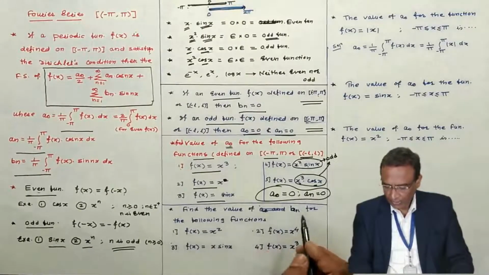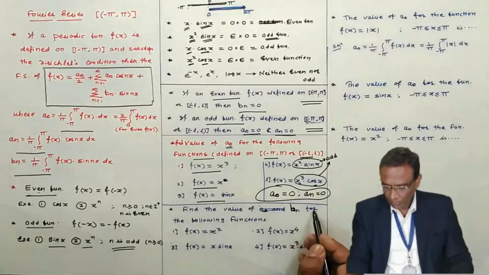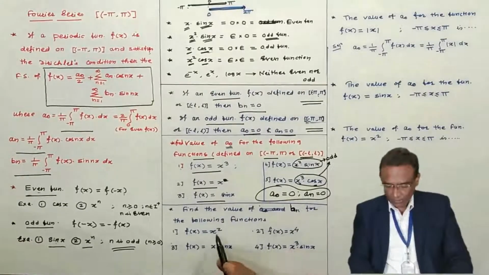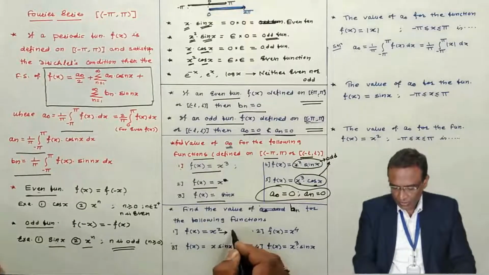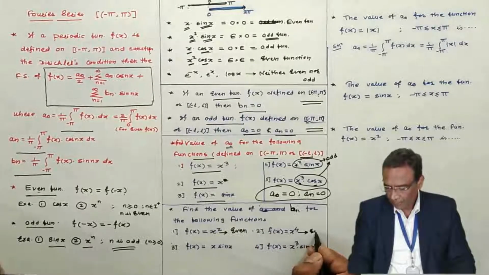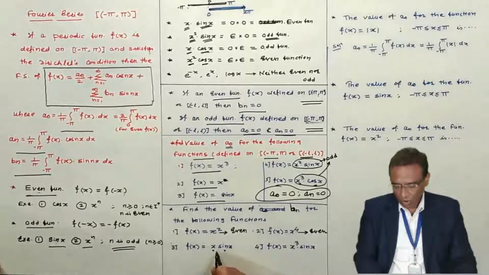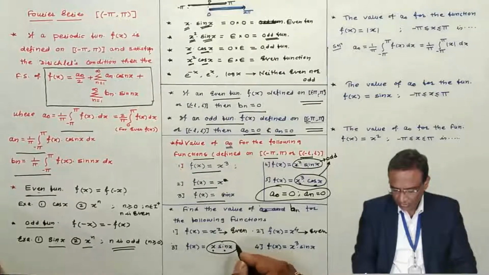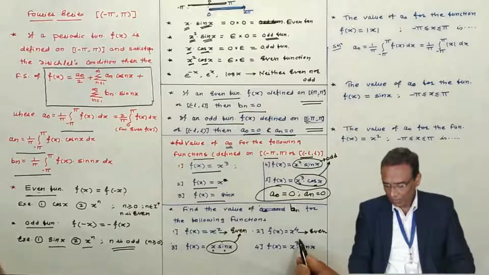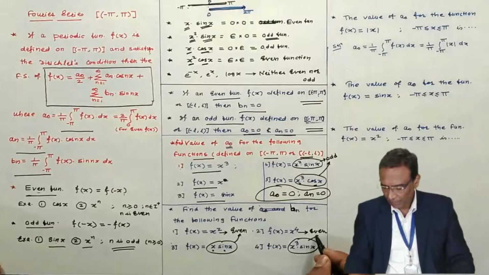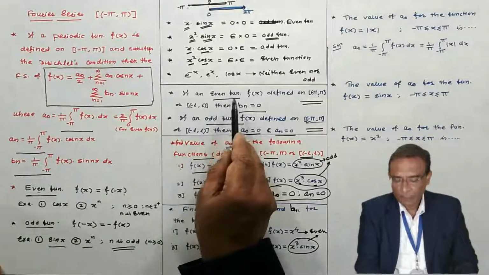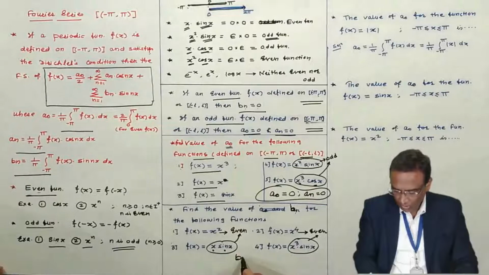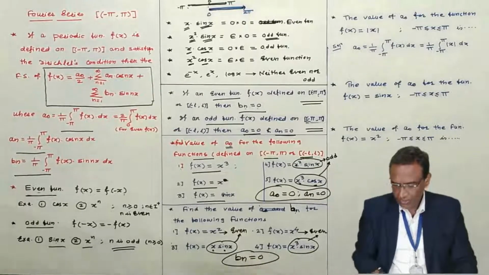Now, find the value of bn for the following functions. See, this function is what? Even. This is an even function. x is odd, sine is odd, odd into odd is even. This is also an even function. This is odd, the product is an even function. When the function is an even function, the value of bn is 0. Here in all the cases, the value of bn is 0.